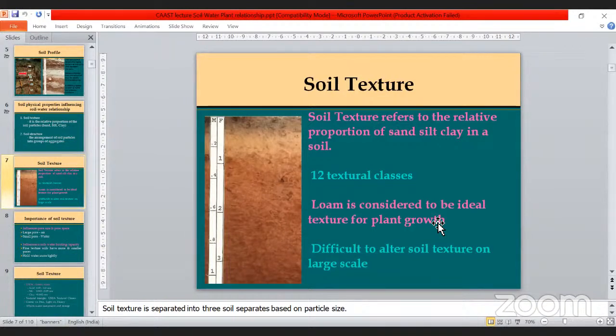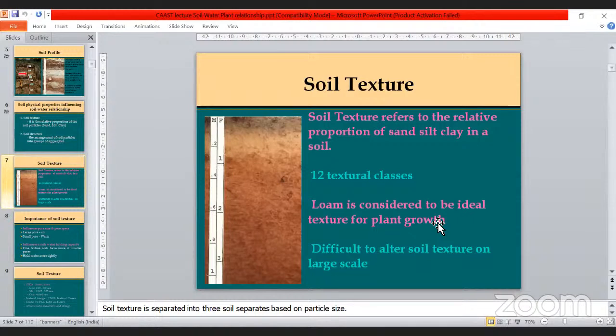And it is difficult to alter the soil texture on a large scale. If you go to the Konkan region, you can say lateritic soils are there. But if you come into the Ghat zone or Western Maharashtra, these are the montmorillonite type of soils. So there is more clay content over there.